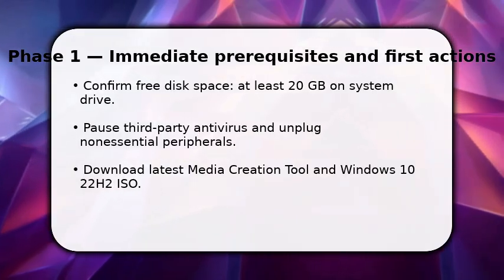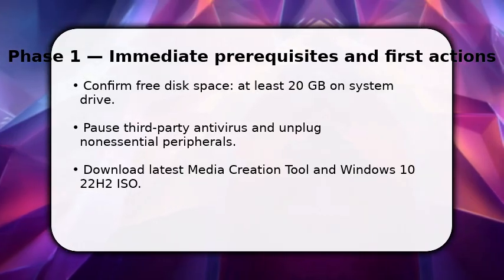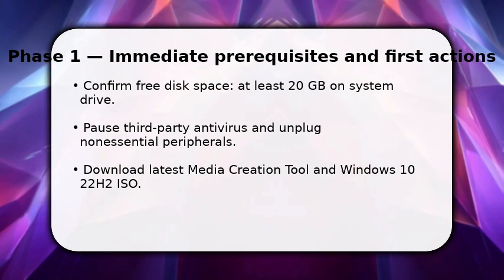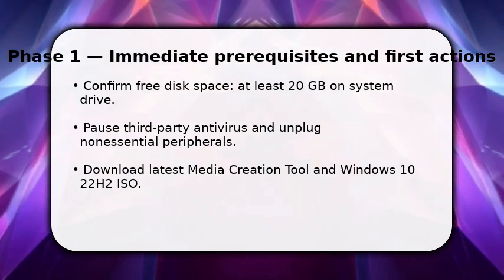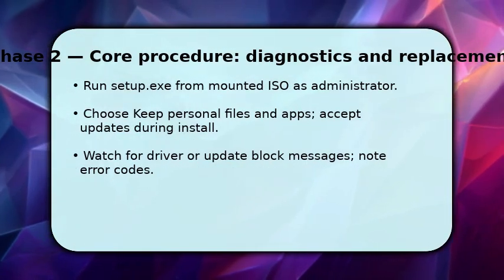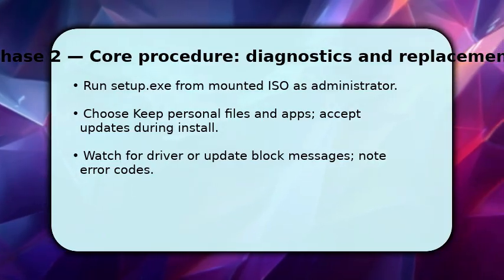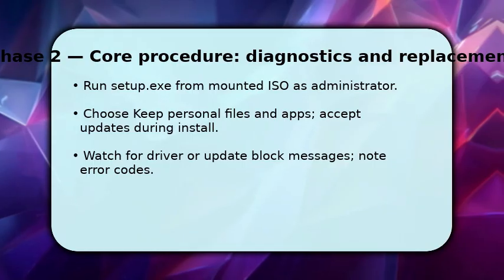Once the ISO is ready, mount it or create a USB. Make sure to note your product key if prompted, then proceed to the in-place upgrade step below. Run setup.exe from the mounted ISO as administrator and allow it to check for updates. This avoids known Windows Update path failures.